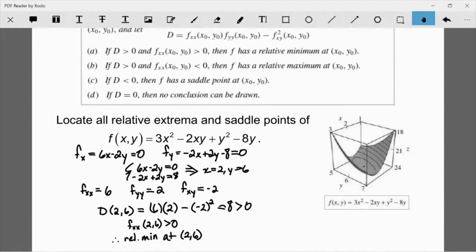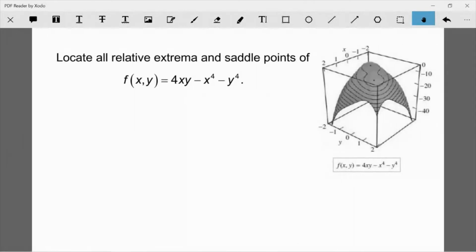Okay, in that scenario, we only had one critical point. So it was very easy to run this test. It wasn't really confusing about trying to keep everything straight in terms of what does everything mean. Well, sometimes we have multiple critical points.